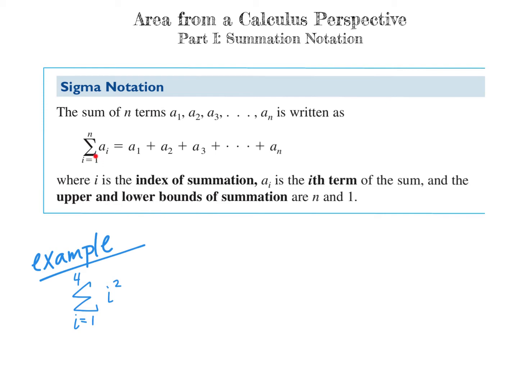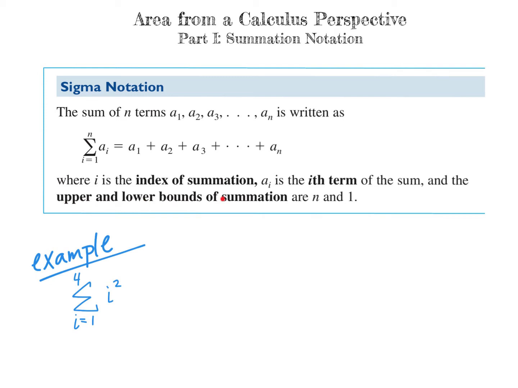And this lower number tells us the first value to plug in for i, and this upper number up here tells us the last value to plug in. We want to plug in every single integer in between. i is called the index of summation, which is a nicer way of saying the dummy variable. A sub i represents the ith term, so a sub 1 represents the first term, and so on.